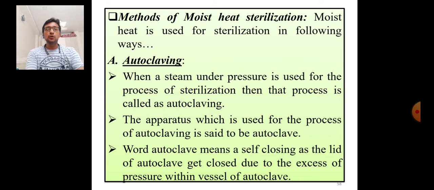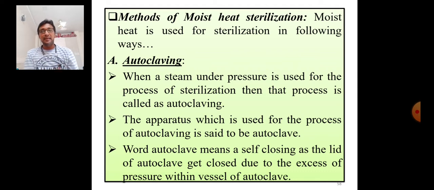Moist state is used for sterilization in the following ways. The first method we are going to study is autoclaving. Now what is meant by autoclaving? Students, try to understand. If anyone asks you for the definition of autoclaving or the autoclave: when steam under pressure is used for the process of sterilization, that process is called autoclaving.